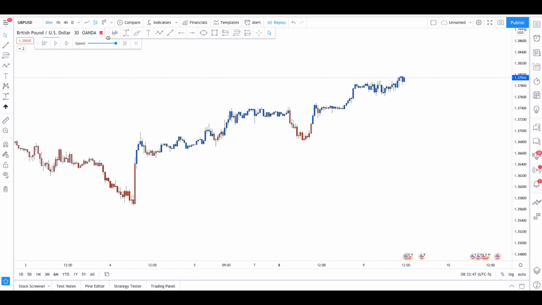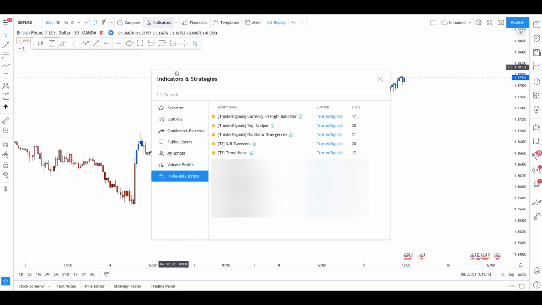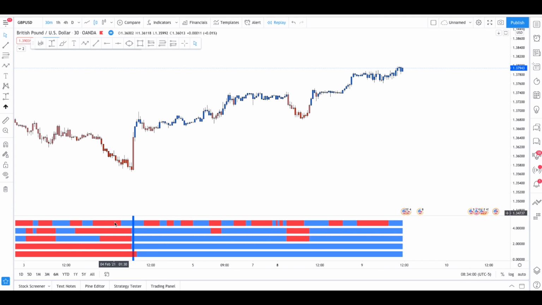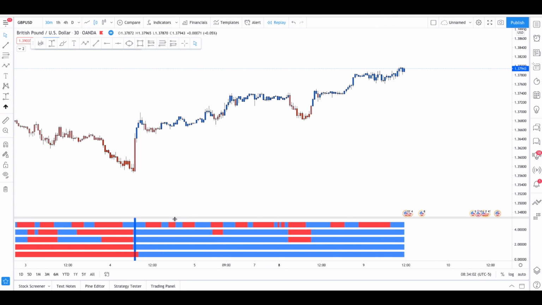Start by adding the trend meter to your charts. Click on the FX indicators button at the top of TradingView, then click on invite only scripts and then click on TrustedSignals trend meter. How do we use the trend meter?